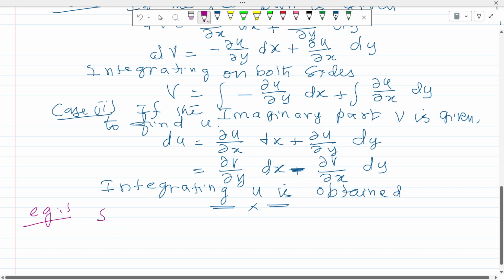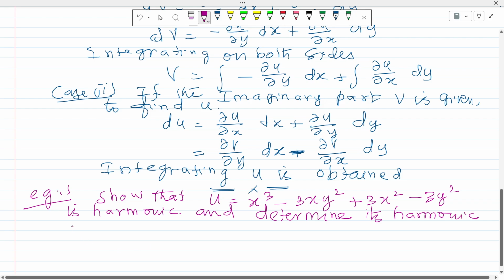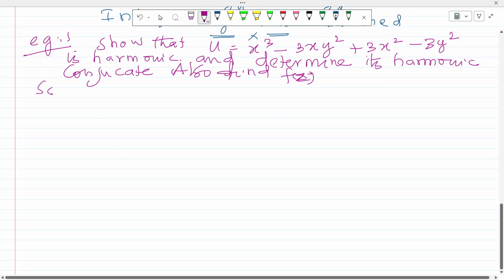Write example 1. Show that u equal to x cube minus 3xy square plus 3x square minus 3y square is harmonic, and determine its harmonic conjugate, also find f of z. Write the solution for this.